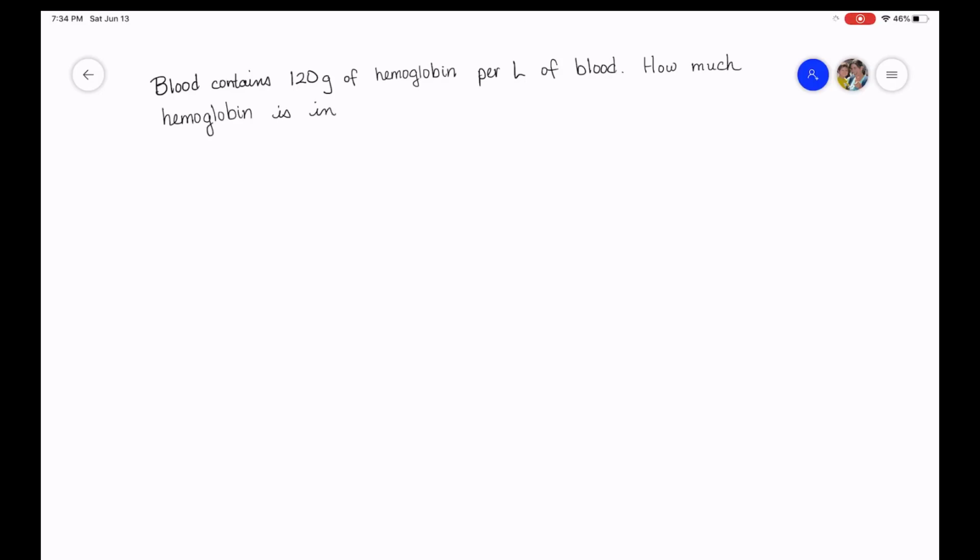Now let's apply these techniques to a slightly different type of problem. Let us assume that I take some blood, which has hemoglobin in it, and I tell you that there are 120 grams of hemoglobin per liter of blood. So this is a concentration, 120 grams per liter of blood. And what I want to know is if I take 2 deciliters of that blood, how much hemoglobin is going to be in there?